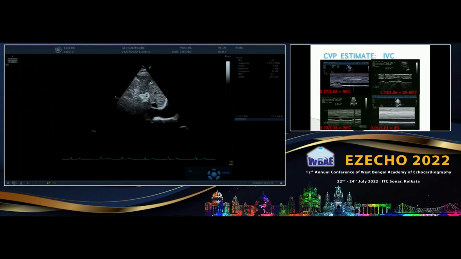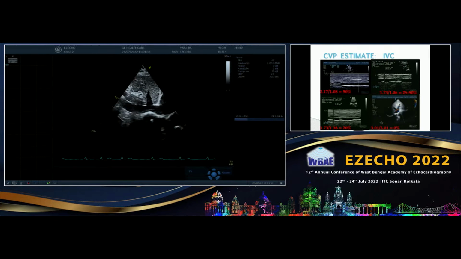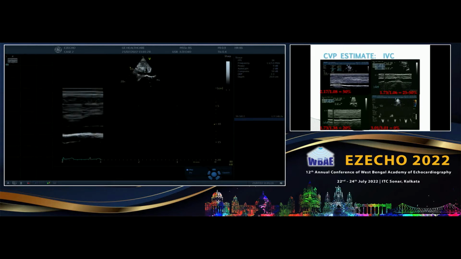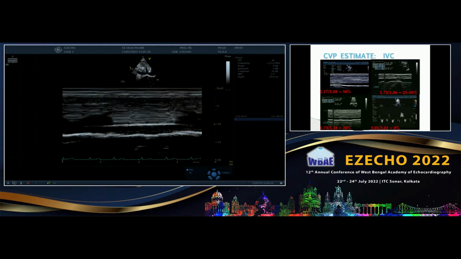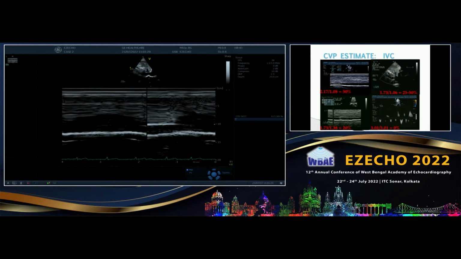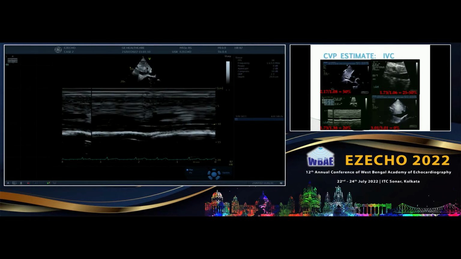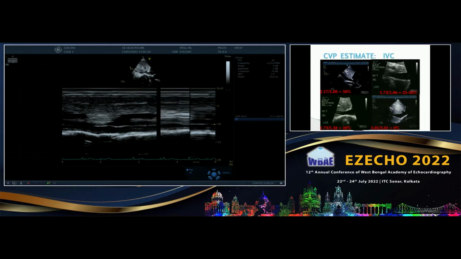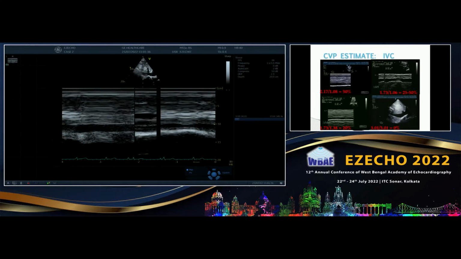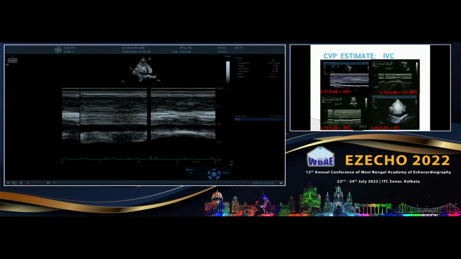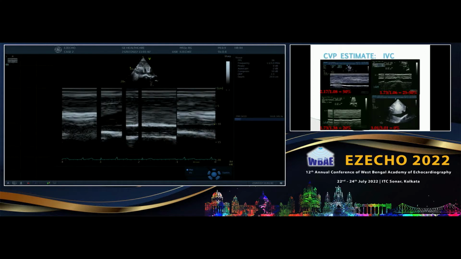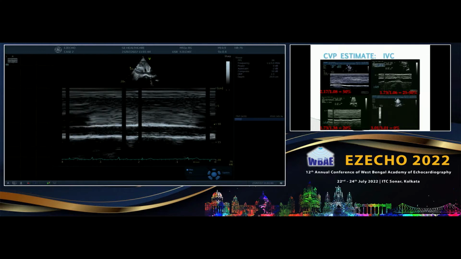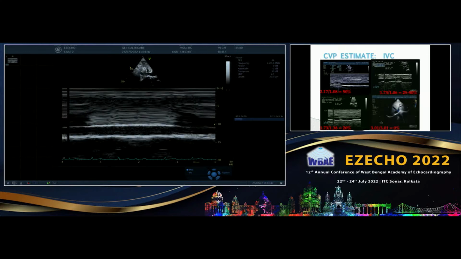Now the question is where to put the M mode on the IVC. She is rightly showing the first hepatic vein. Always measure before the entry of the first hepatic vein, away from the heart, not at the IVC-RA junction. Don't go to the second or third hepatic veins, because then the abdominal pressure starts compressing the IVC.